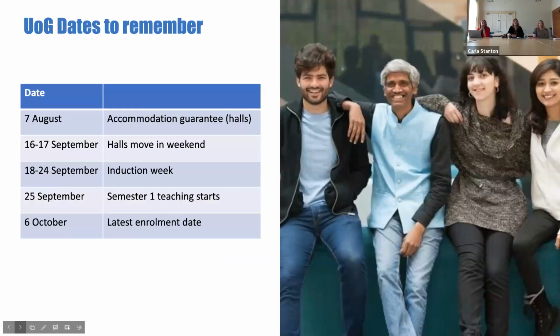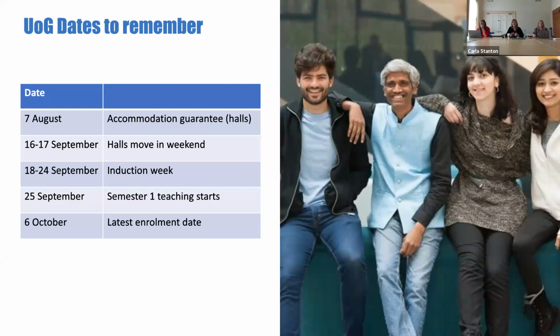Okay, and just quickly then, just a final few quick dates for you to remember. As I said, the accommodation guarantee application deadline is 7th of August. The vast majority of our students will be moving in on the weekend of the 16th and 17th of September, and induction week will be starting on the 18th of September.